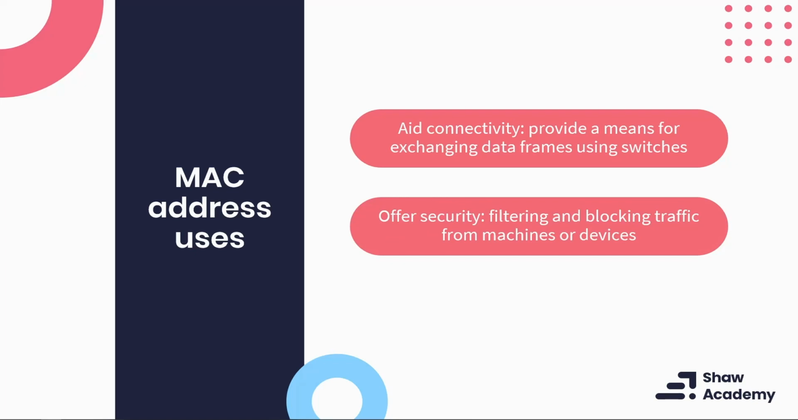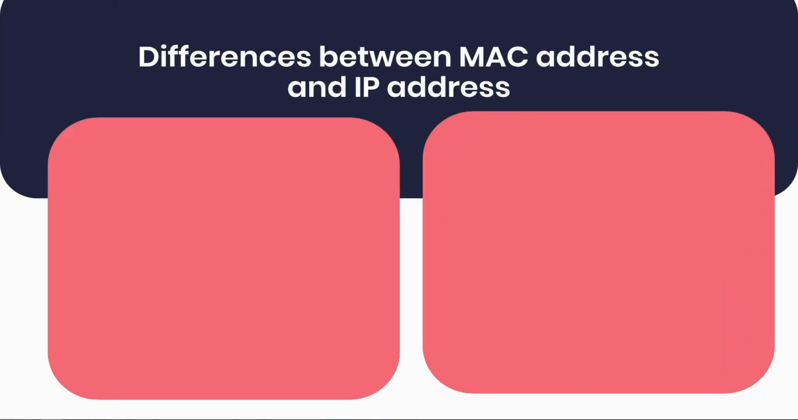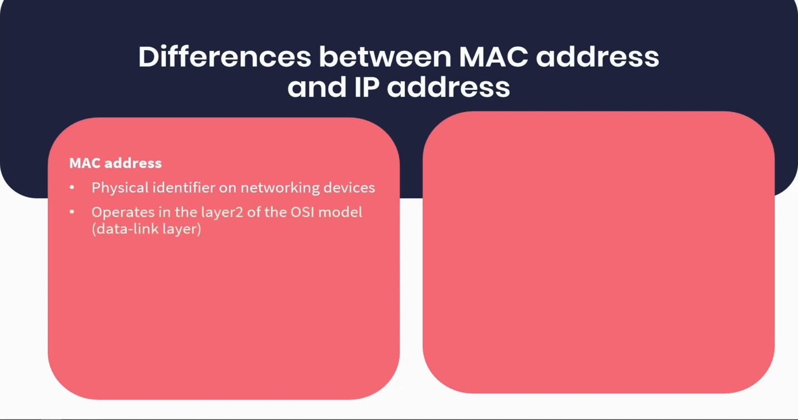We will go into this in more detail when we get to the section on using MAC addresses to secure network devices in Module 2. To make sure we're all clear about the differences between MAC and IP addresses, let's look at a quick summary of each one. A MAC address is a physical identifier on networking devices. It operates in layer 2 of the OSI model, the data link layer.